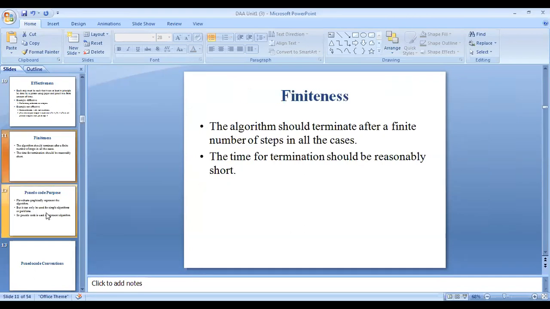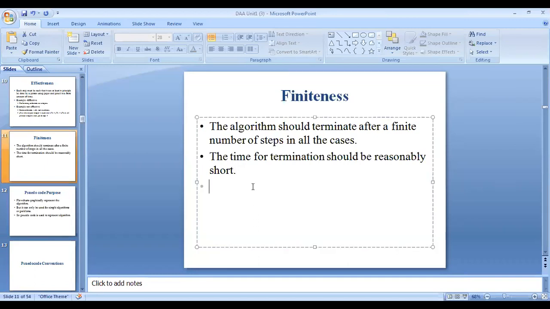Next, we come to the concept of pseudocode. So, what is an algorithm and what does pseudocode mean? An algorithm is a step-by-step procedure. It may be written in any language, but most algorithms are written in the English language only. That is common. Pseudocode is also an algorithm, but here we use some notations instead of writing in a theoretical manner.